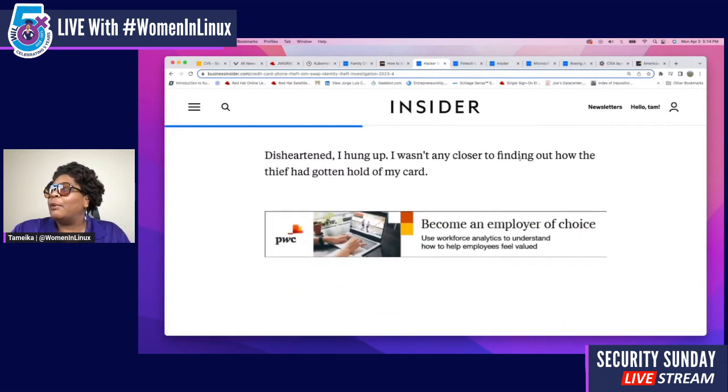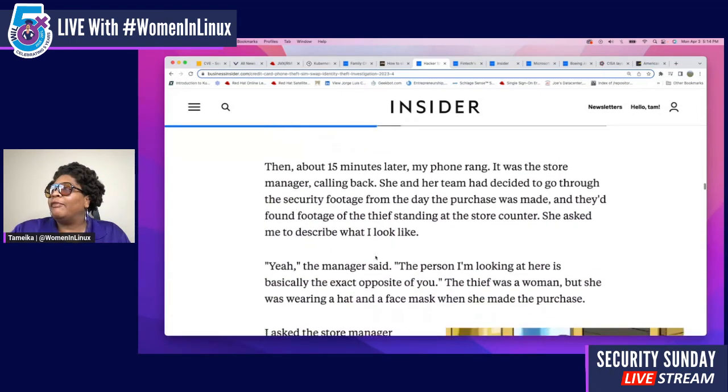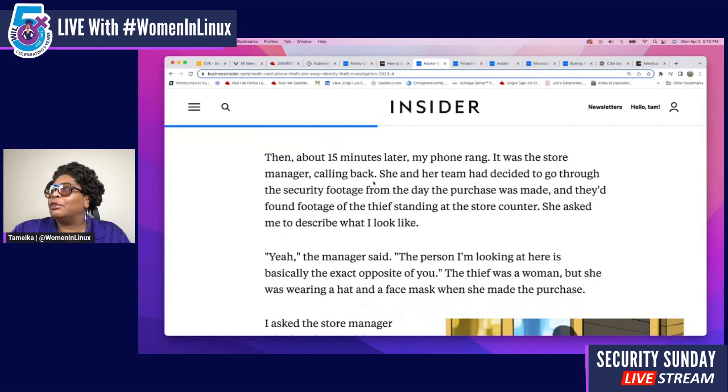Disheartened, I hung up. I wasn't any closer to finding out how the thief got hold of my card. Then, about 15 minutes later, my phone rang. It was the store manager calling back. She said the team had decided to go through the security footage from the day the purchase was made, and they found the footage of the thief standing at the store counter.